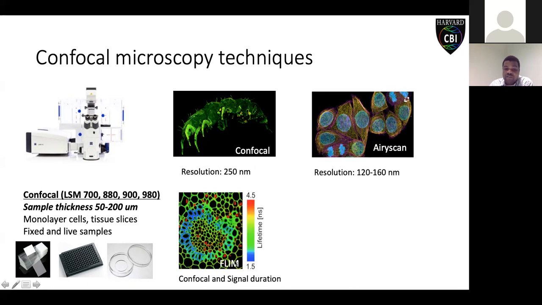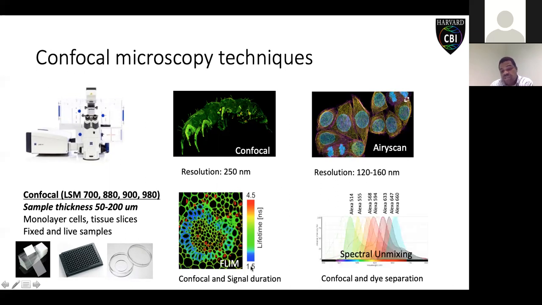Then we have the FLIM, which is on the 880. And the goal of the FLIM is to be able to look at your signal duration and characterize the properties of the signal that you are capturing. And then the final part is the confocal spectral unmixing process, where you can distinguish between dyes that are extremely close to each other.